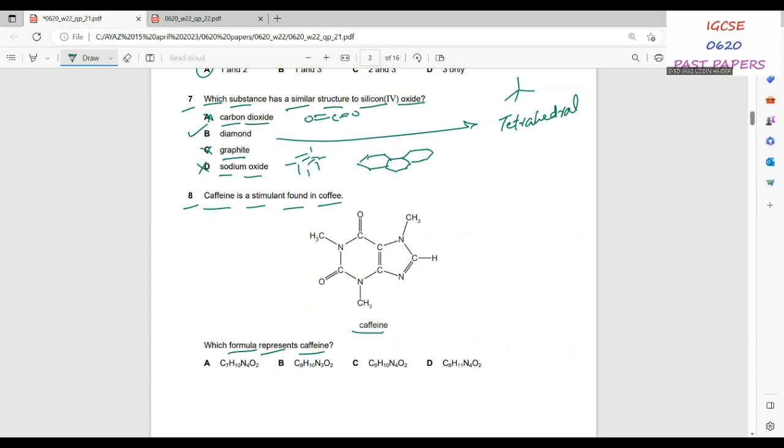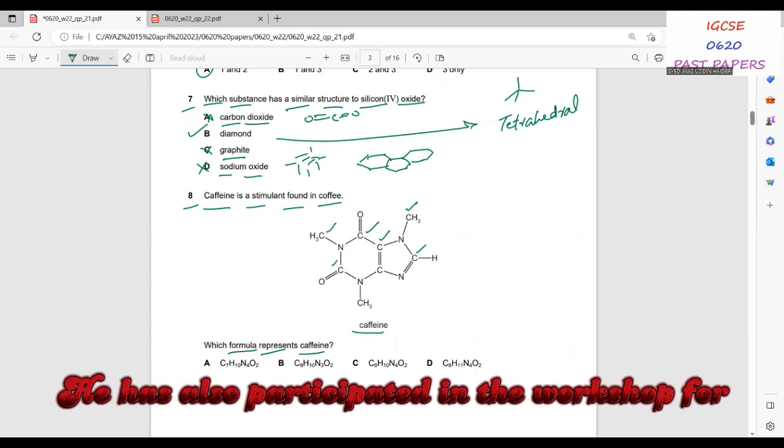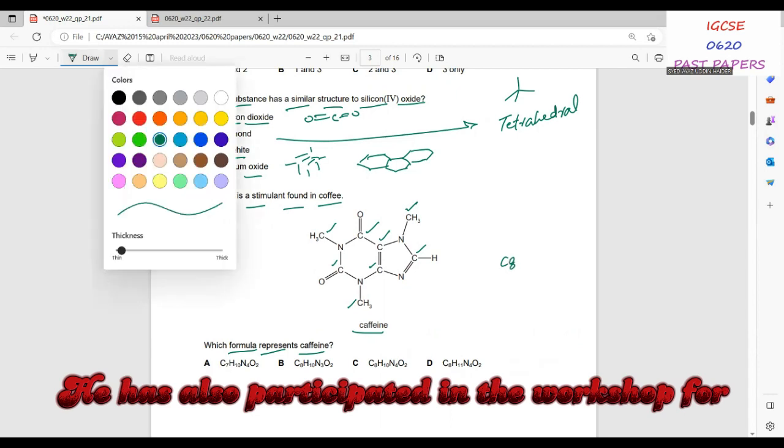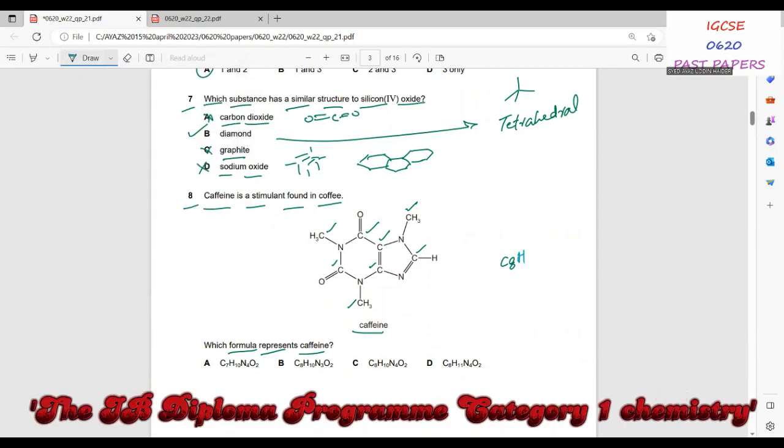Let's count the number of carbon atoms. 1, 2, 3, 4, 5, 6, 7, 8. C8. Now let's count the hydrogen atoms for this molecule. 1 plus 3, 4. 4 plus 3, 7. 7 plus 3, 10. H10.